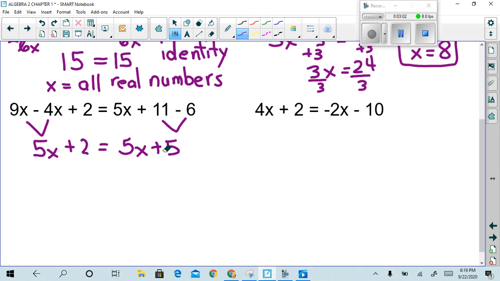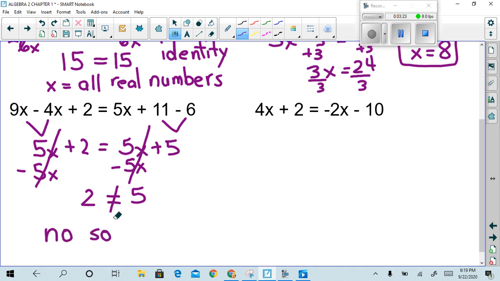Now I notice variables on both sides. I'm going to collect them to one side. Here's again an instance where they cancel out. I'm left with two constants, and this says that 2 is equal to 5, which is not true, so I have no solution. What does that mean? There's no value of x when I substitute it in that will ever make the two sides equivalent.